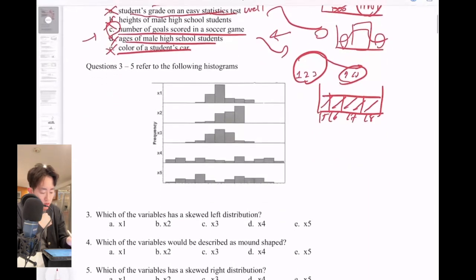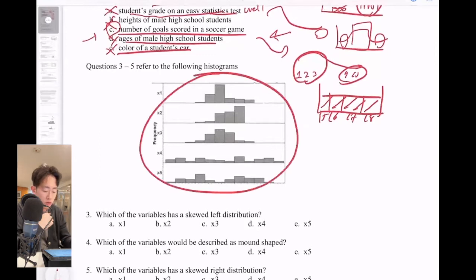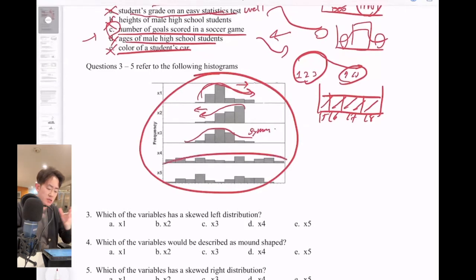Okay, so now we have a bunch of distributions for histograms. Now let's take a look. This is skewed to the left. That's skewed to the right. I'm sorry, that's skewed to the right. That's skewed to the left. That's obviously roughly symmetrical. This is very spread out, but I will still call this roughly symmetrical in a way. And this would be a sort of example of a bimodal shape right here.